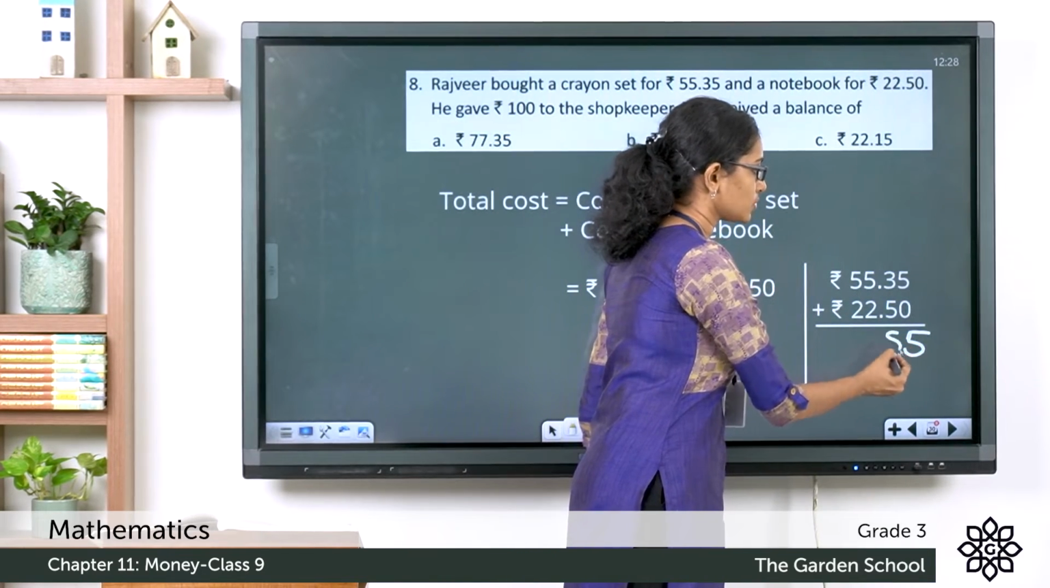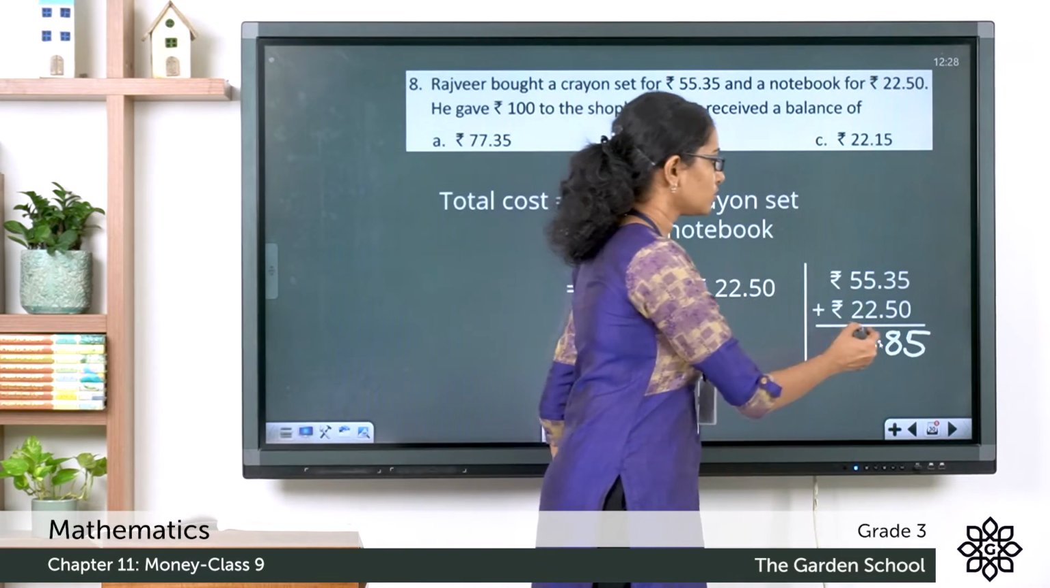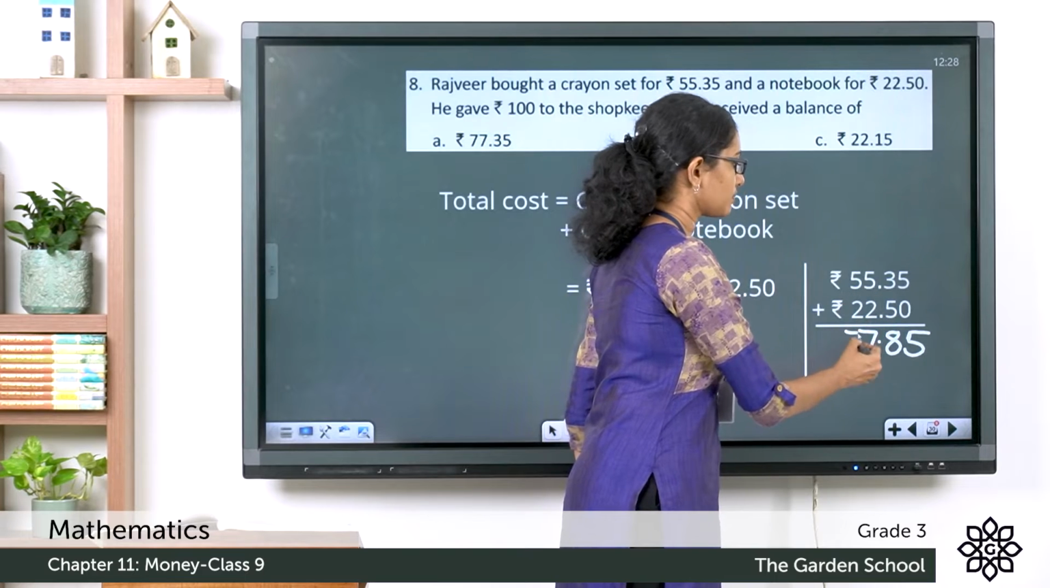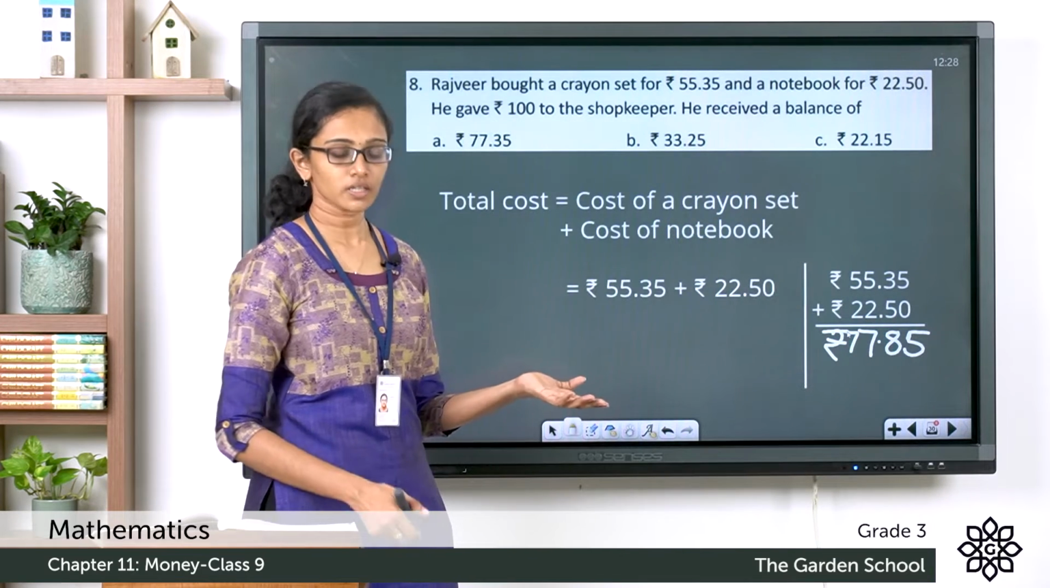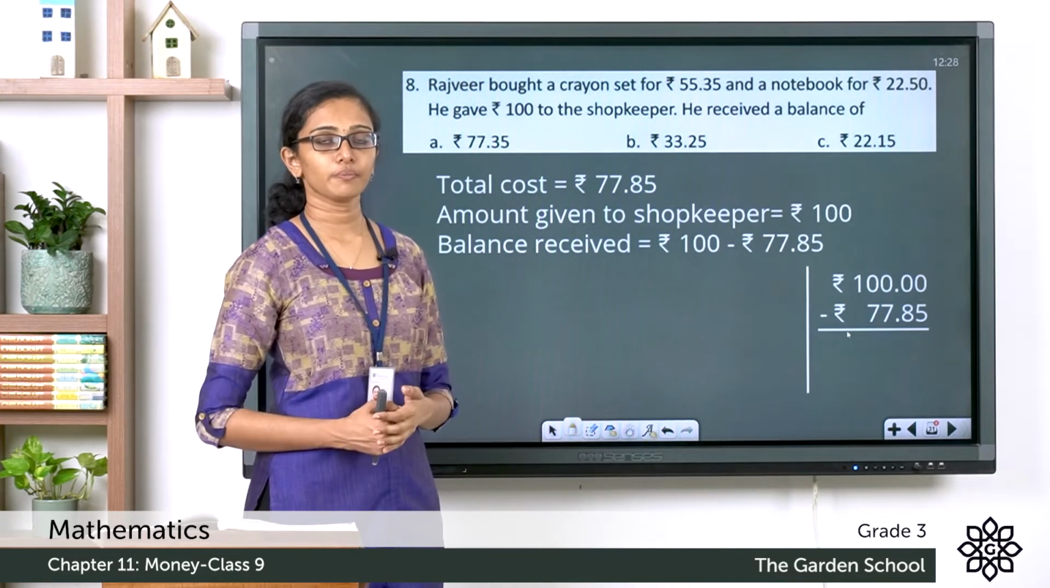3 plus 5 is equal to 8. Then moving to the rupee part, we have 5 plus 2, 7. Then again 5 plus 2, 7. So the total cost of the two items is equal to 77 rupee 85 paise.